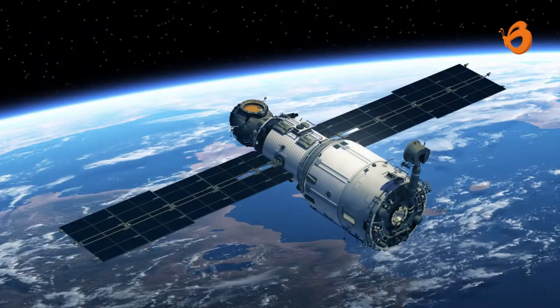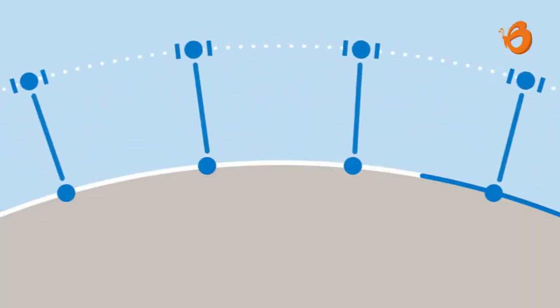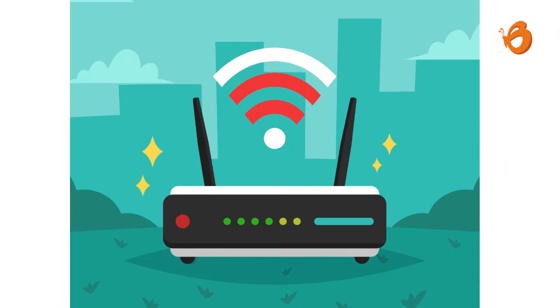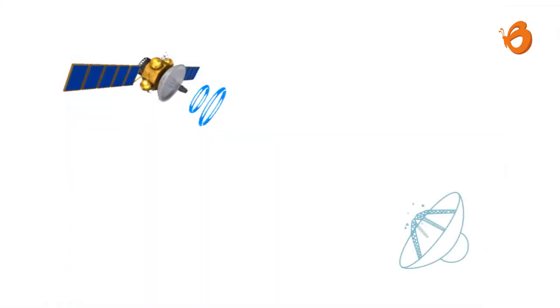The next activity is about communication satellites. With a network of communication satellites, TV signals and phone calls are sent upward to a satellite. Then almost instantly, the satellite can send them back down to different locations on Earth.